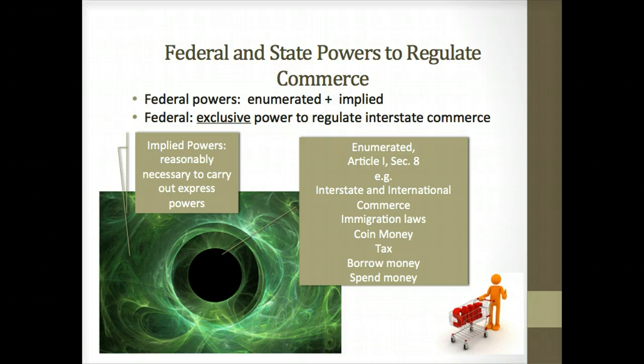These are just examples. The implied powers then are what are reasonably necessary to carry out these express or enumerated powers. And so that's why on this graphic that I've given you, you have this haze that's all around the enumerated powers. The enumerated powers are where Congress's specific power is, but the implied powers arise from those, and that's what that haze represents. So getting back to commerce then, the federal government has the exclusive power to regulate interstate and international commerce and commerce among the Indian tribes.